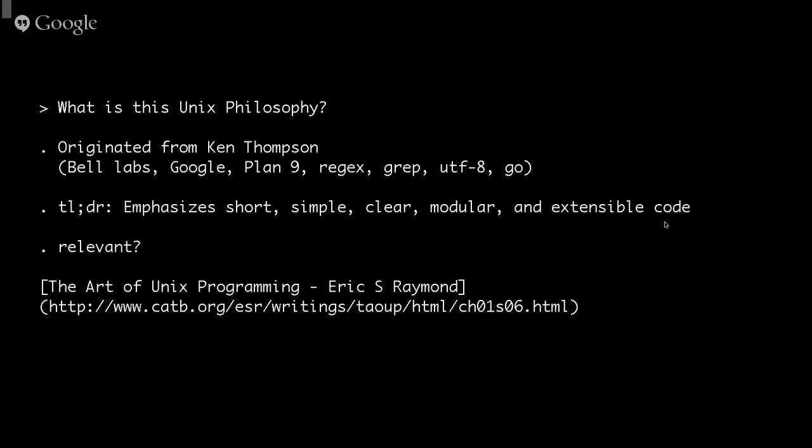So, what is this Unix philosophy? A lot of it comes from some of the thoughts and ruminations of this Ken Thompson guy. And if you haven't heard of him, you might be familiar with his work. He worked for Bell Labs for a while and then for Google. He was instrumental in the Plan 9 operating system. Or if you've ever used regular expressions, the grep utility, UTF-8 character encoding, the Go language, then you've used his work.